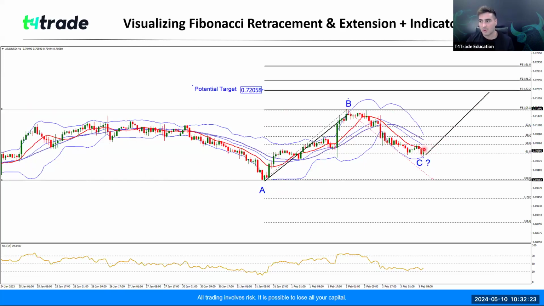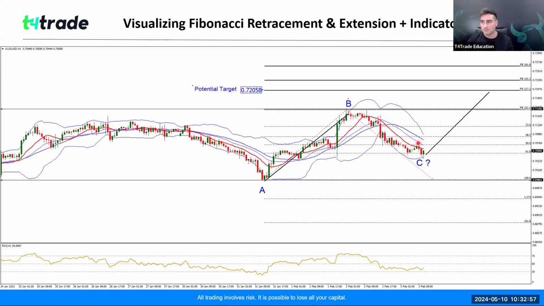We need to see price action moving above the red line, the short-term moving average, and the red line itself crossing above the blue line, excuse me. That means the short-term moving average is crossing above the long-term moving average. In other words, the bulls are taking control over the bears, and they shift the short-term trend in their favor. We do not see this yet. The bears are in control.